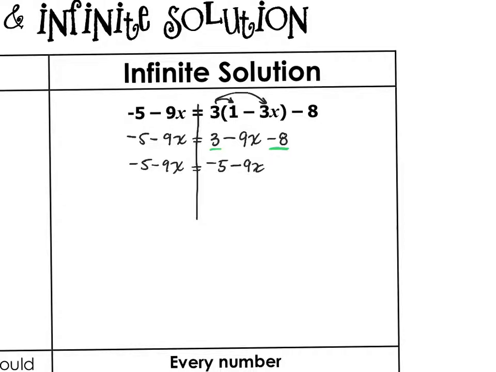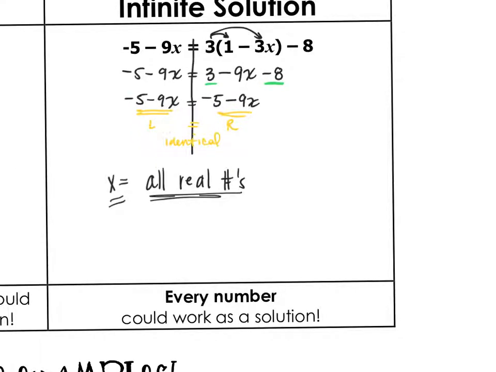And we do have infinite solutions because my left expression is equal to my right expression, identical. So they are two identical expressions set equal to each other. Therefore, my solution is x equals all real numbers. And this one I would write x equals because it actually can equal every real number. So every number could work as a solution.